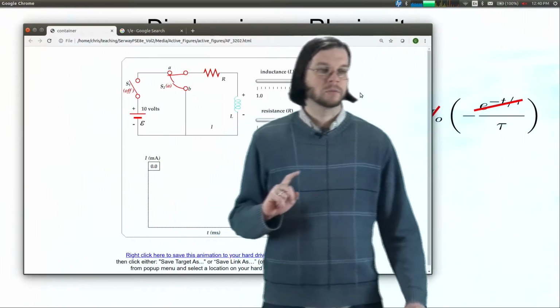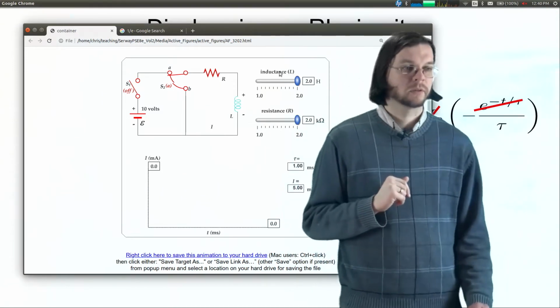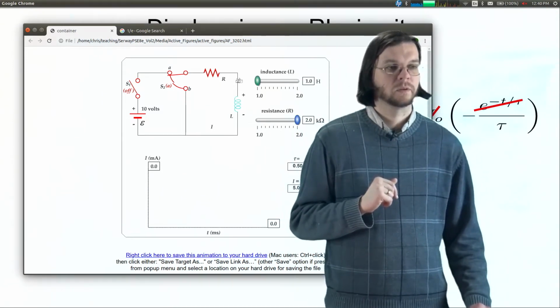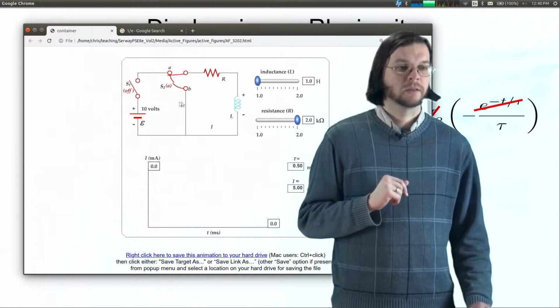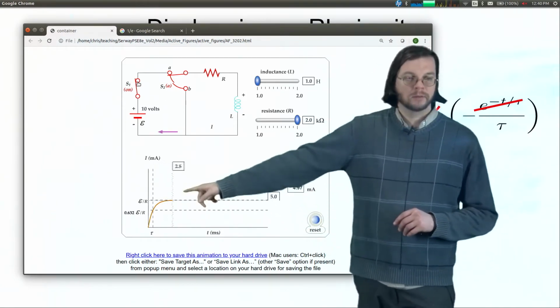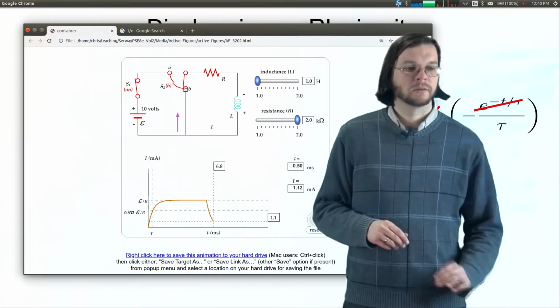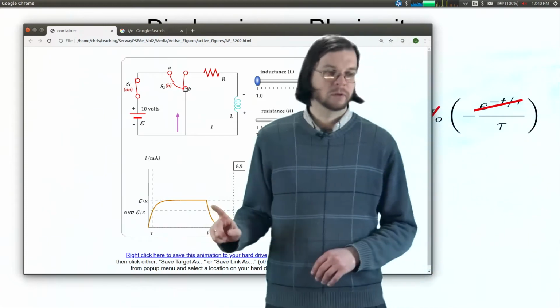Okay, so I'm going to decrease the inductance, and that should make it go even faster. So I'm going to go ahead and click this thing like that. And now I'm going to go ahead and connect it. And so that does look like it's going even faster than before. And now I'm going to try to click this thing. And yep, that does seem to go even faster than before.